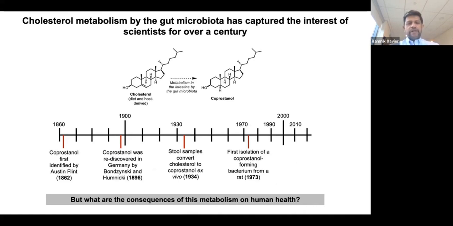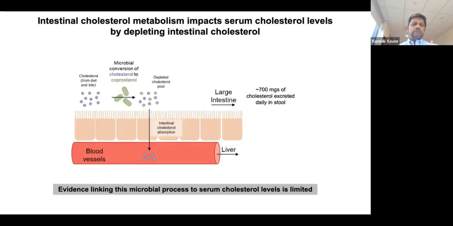And over the series of almost 100 years, there have been many attempts to try to identify the enzymes within bacteria that bring about this conversion. And so why is this conversion of cholesterol to coprostanol important? As you can see here, cholesterol comes from diet and bile, and the microbial conversion of cholesterol to coprostanol basically is excreted. So coprostanol is not reabsorbed back into our bodies.